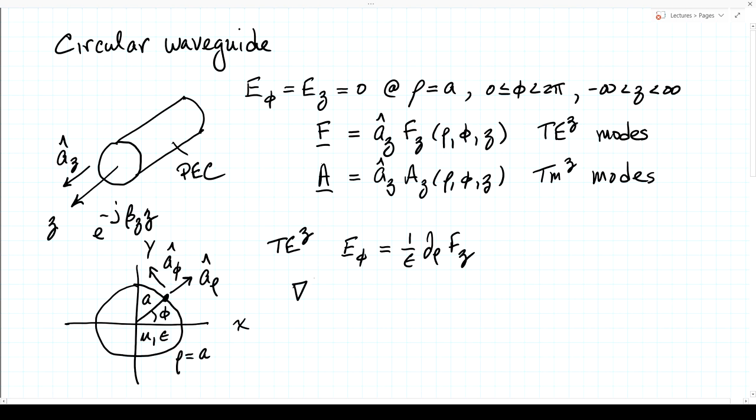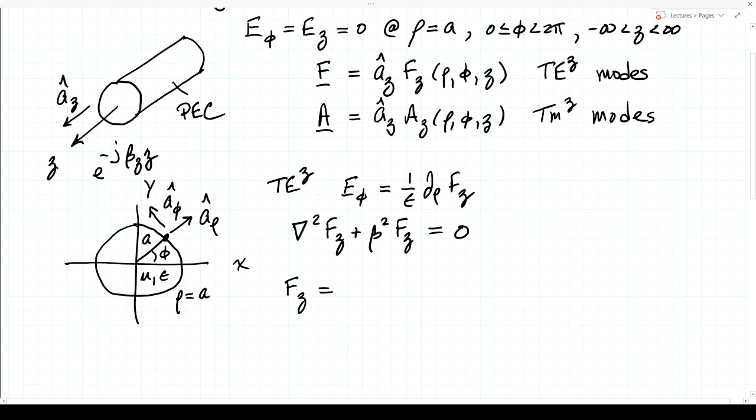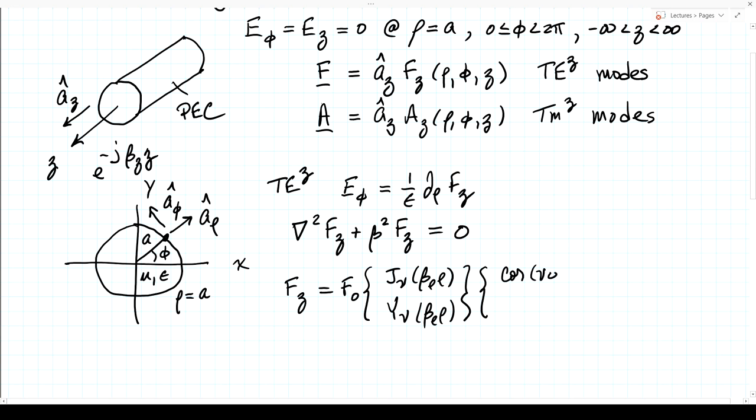And of course, we need to use solutions of Maxwell's equations. And that means, as we've seen, the F z component must be a solution of the Helmholtz equation. And we worked out what those solutions look like. In general, in our separation of variables solution, we could have an overall amplitude F0, and then a linear combination of J nu of beta rho rho and Y nu of beta rho rho, Bessel functions of the first and second kind of order nu, times a linear combination of cosine nu phi and sine nu phi.